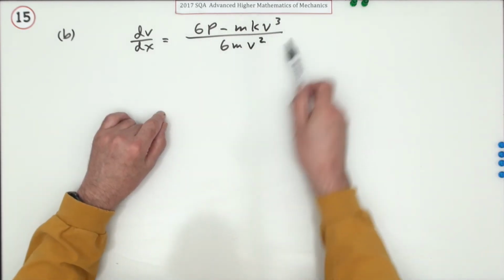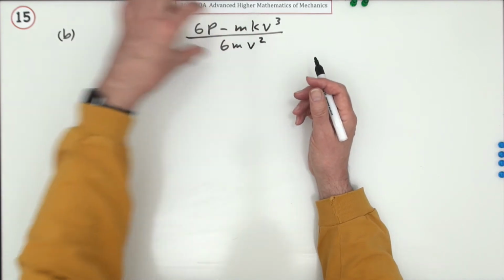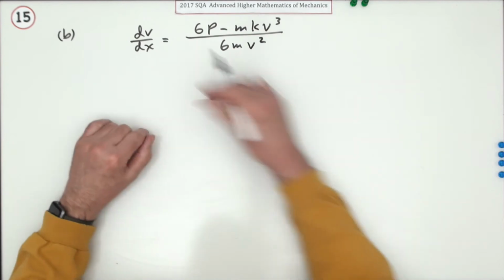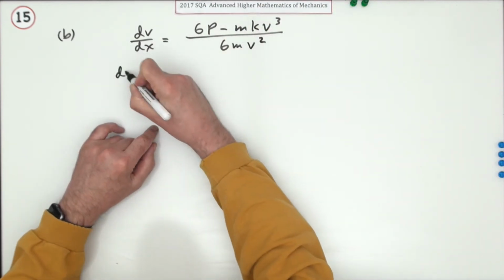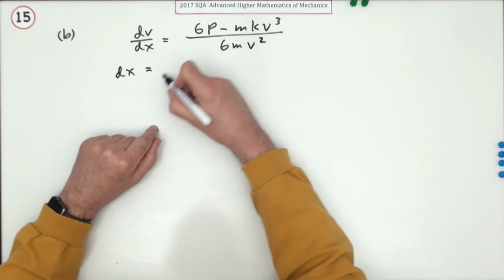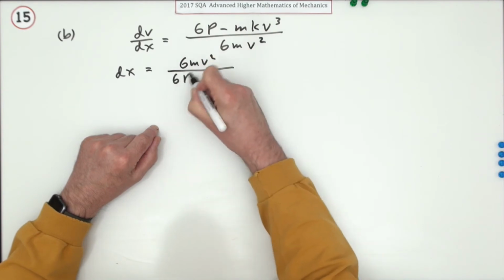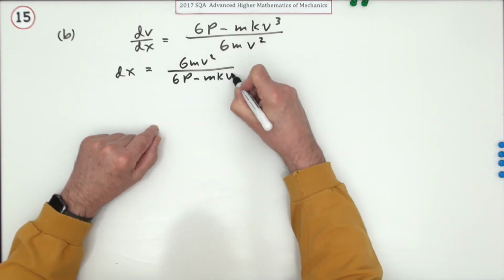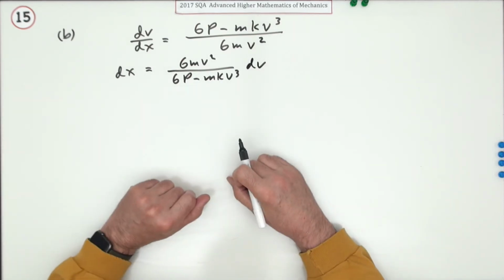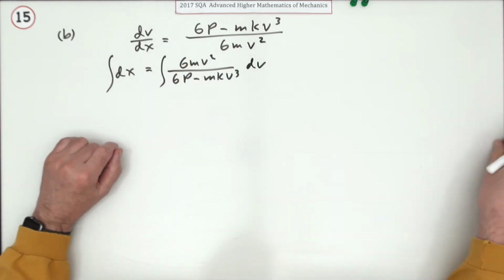Well, there's only v's involved here, so you can separate the variables quite easily. They can all go across and join dv, and dx can come over on its own, but I'll write it the other way around. So I'll bring the dx over, and I'll have dx equals. I'll bring this over to join the dv, but write it on the other side. So I've got 6mv squared on top, but 6p minus mkv cubed underneath, and that joins the dv. Separate the variables. How can you get back to x? Build it up. Integrate it.